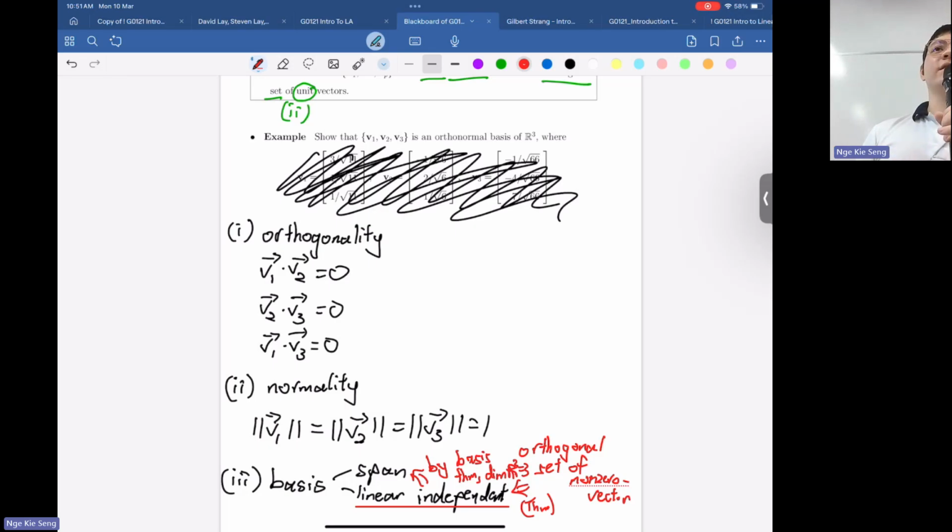Very easy, right? The REF form already has a 1 in every column. And the span is also easy to see: X times 1 0 0 plus Y times 0 1 0 plus Z times 0 0 1. So this is the easiest basis.